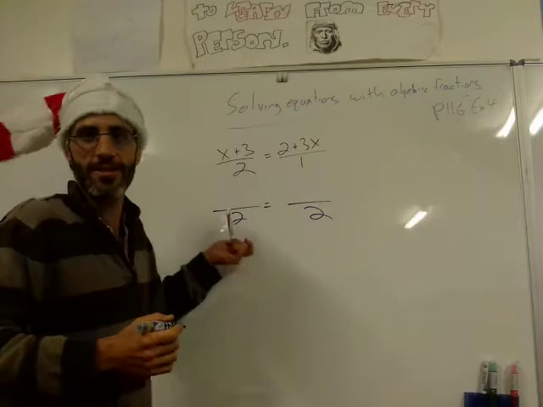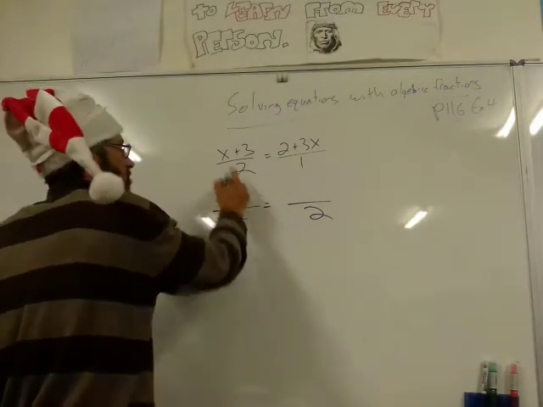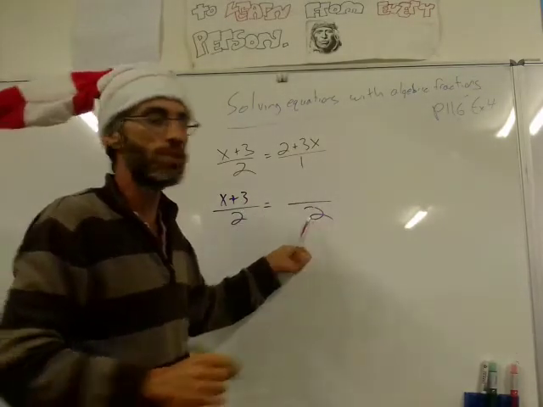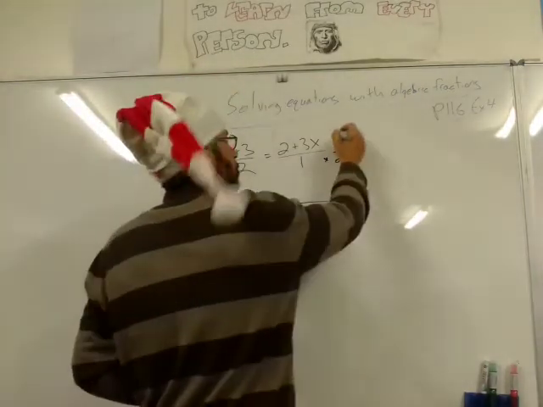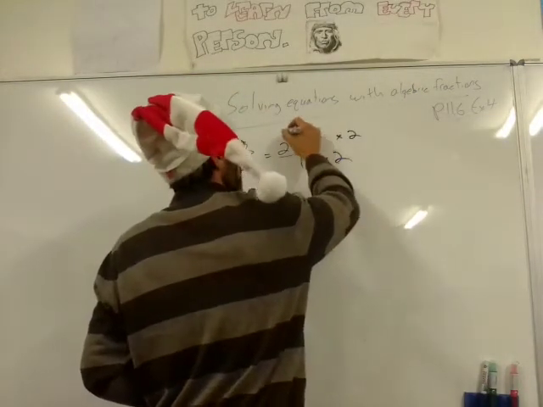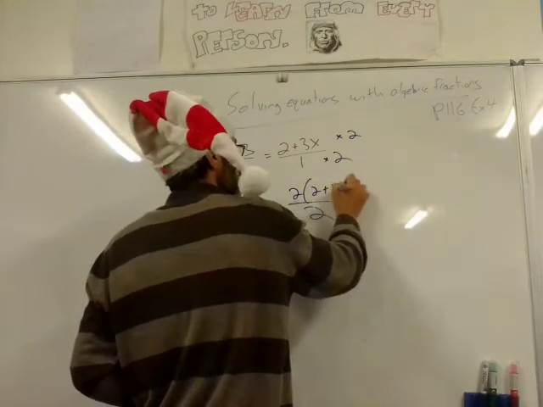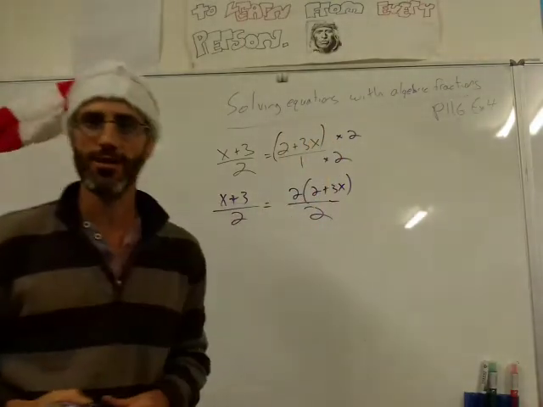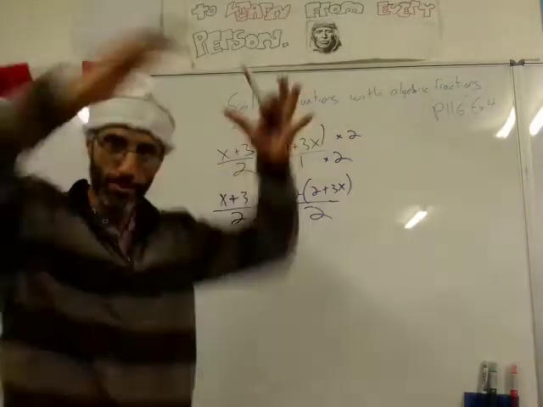So I'm going to make sure that both of them are divided by 2. The first one is very easy because it's already divided by 2. If I didn't change the denominator, I mustn't change the numerator. But the second one, I went from 1 to 2. What did I have to do? I multiplied by 2, so I have to multiply the numerator also by 2, remembering to write it in brackets, because I'm multiplying all of the numerator, not just 3x. So it's 2 times (2 plus 3x) in brackets.